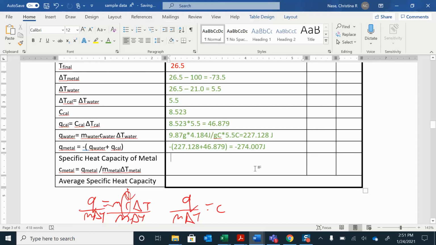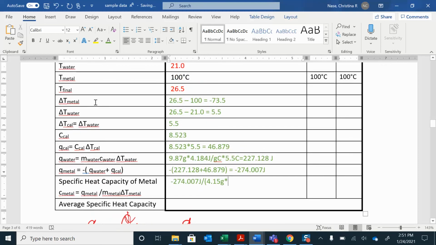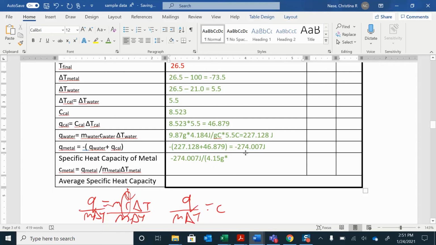So this is the Q we're looking at. We've got negative 274.007 joules, divided by the mass of the metal, 4.15 grams, times the delta T of the metal, which we found over here, negative 73.5. So when you work that out, you get 0.8... Oh, what did I get? Yep, 0.898 joules per gram C.